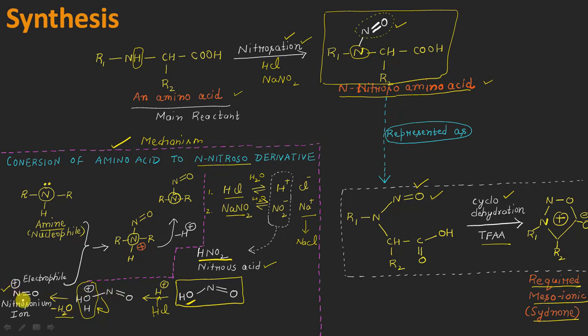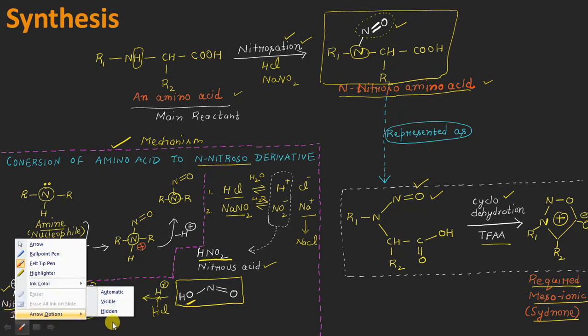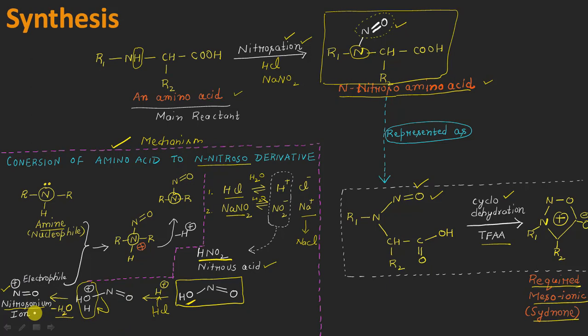Resulting in the formation of this type of nitrosonium ion, which is actually an electrophile here, right? So we can say here that the combination of HCl plus NaNO2 is just giving the nitrosonium ion, which is N double bond oxygen positive, and it is a type of electrophile. Let me write here electrophile.